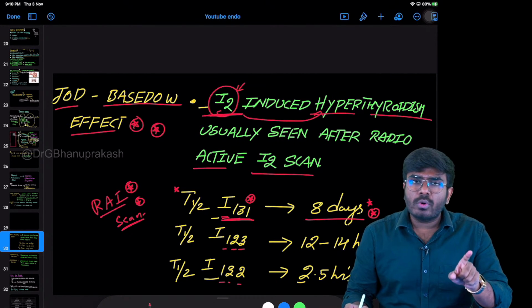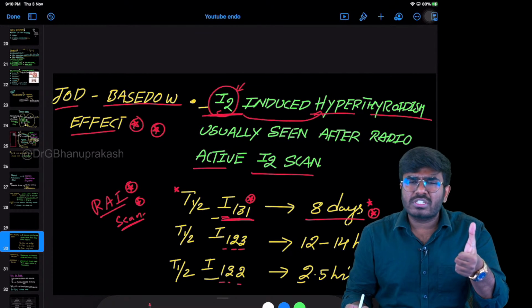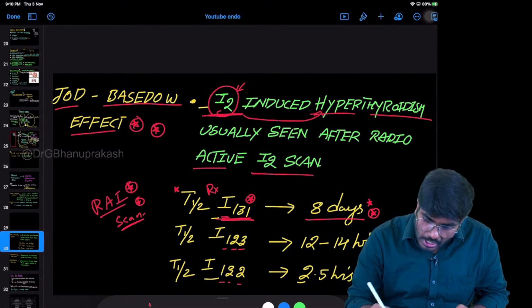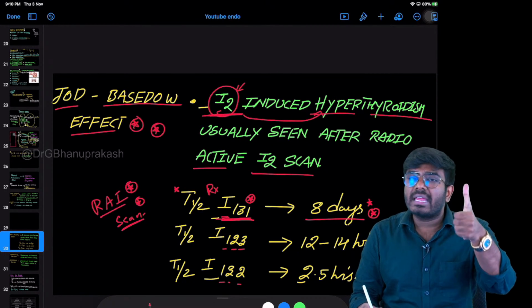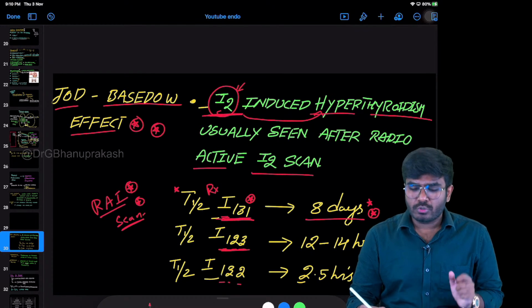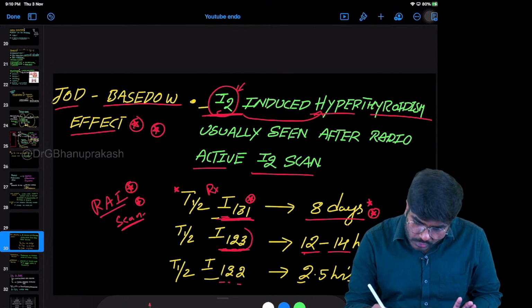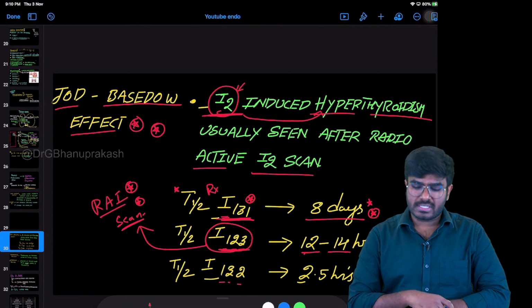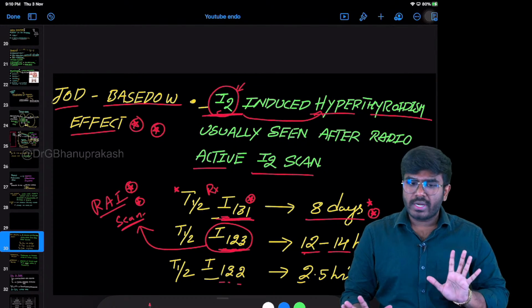Radioactive iodine 131 is not used for normal diagnostic purposes. No diagnosis. This is used for therapeutic purposes, especially to treat Graves' disease. And for diagnostic purposes, you use iodine 123. It is going to stay in the body for 12 to 14 hours. This is actually what we use for the radioactive iodine scan. Okay, iodine 123 stays in the body for 12 to 14 hours. So important points I have discussed.